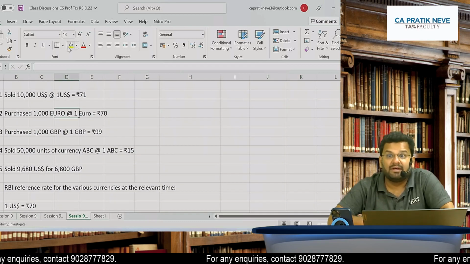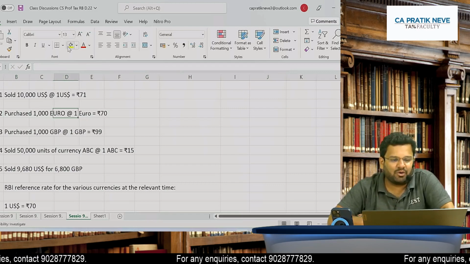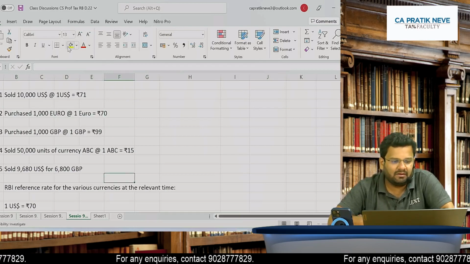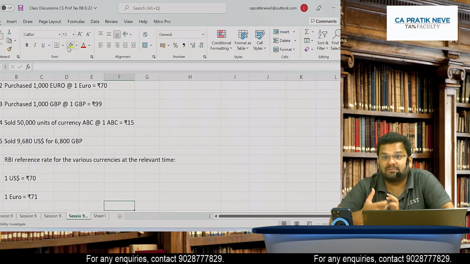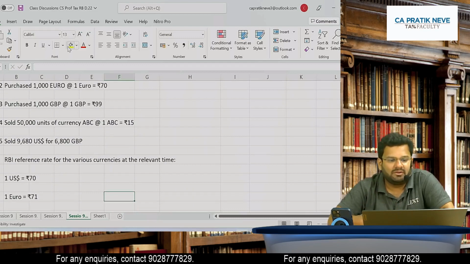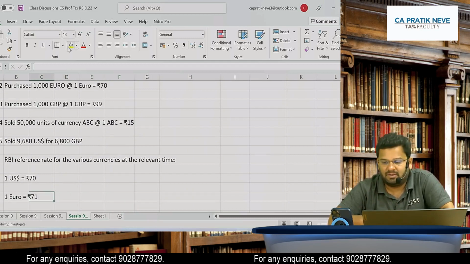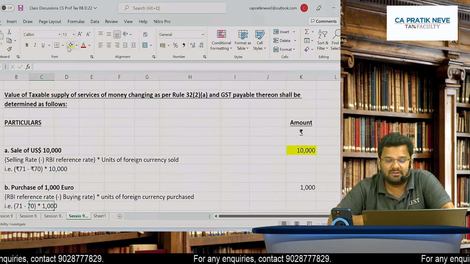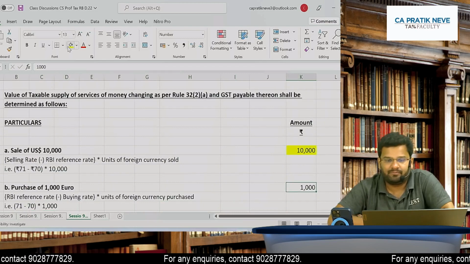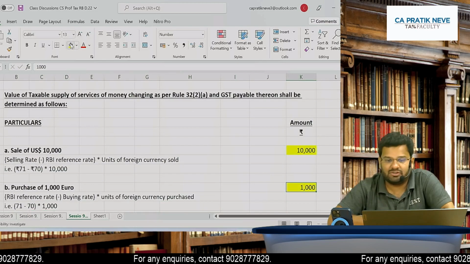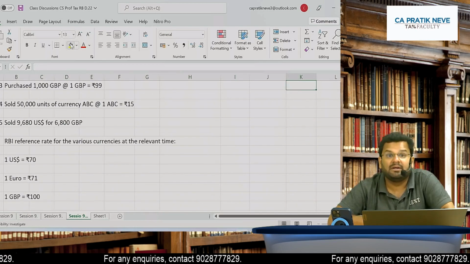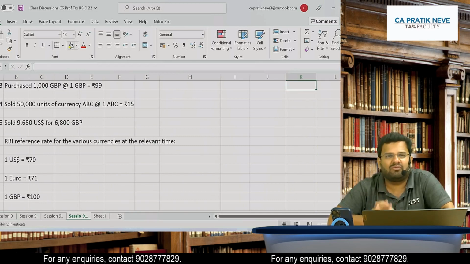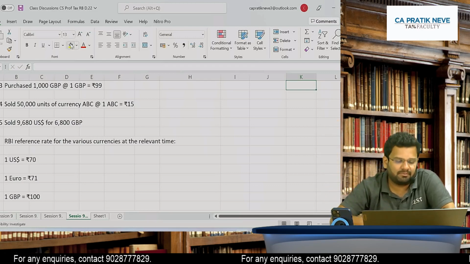Okay. Next, purchase 1000 euros at 1 euro is equal to 70, and euro exchange RBI reference rate is 71. So how much profit is being earned? Profit being earned is again 1, and 1 into 1000. So answer will be 1000. Agreed? Yes. So this way you have to keep on doing it. This is your method 1, where you have not gone for that slab based system.